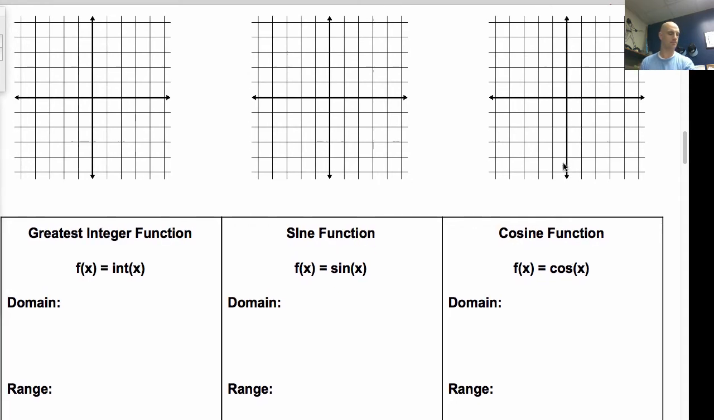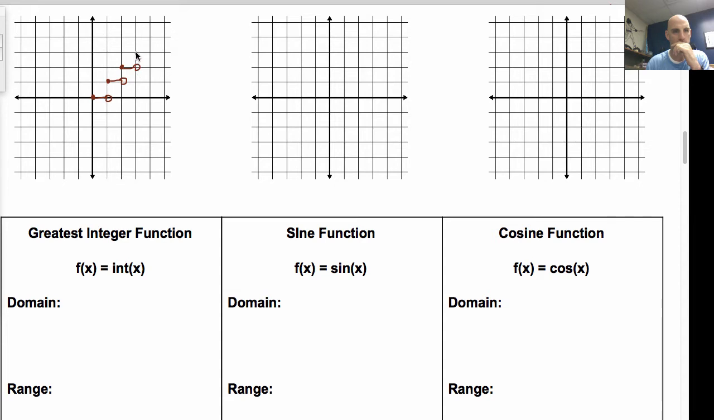This one's a silly one. You've probably never seen this one before. The greatest integer function, which is defined as int x, int parentheses x, defines the greatest integer that is less than or equal to a number. And so as we go through here, let me show you what it looks like. This is also known as the stair-step function. And you're going to be like, what in the world?